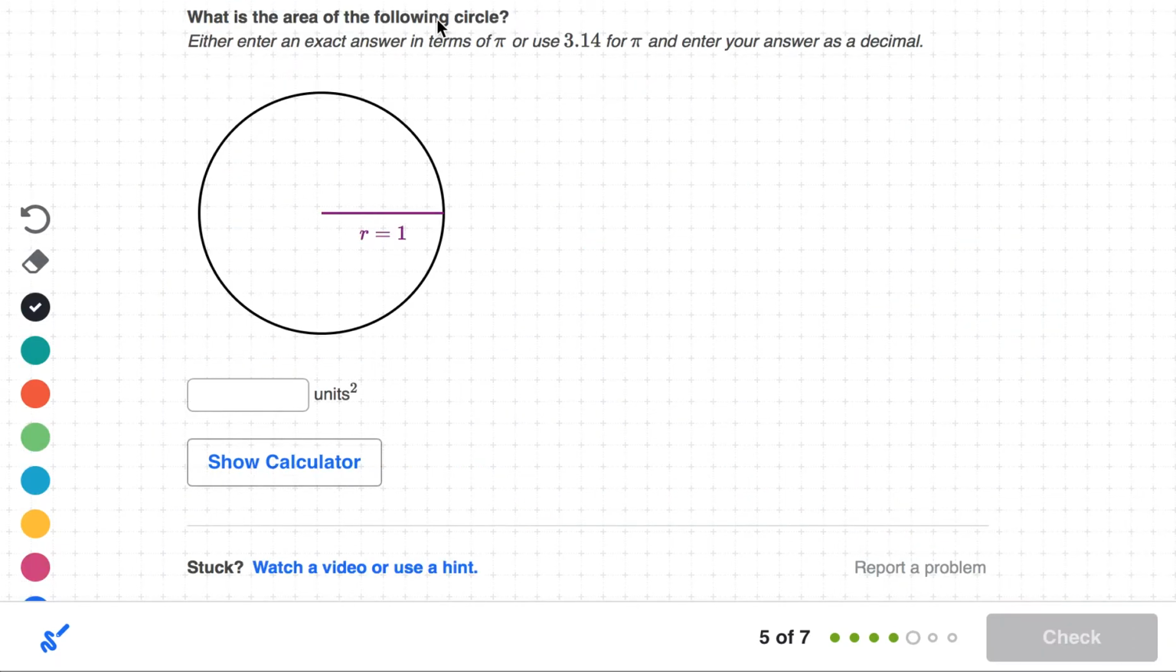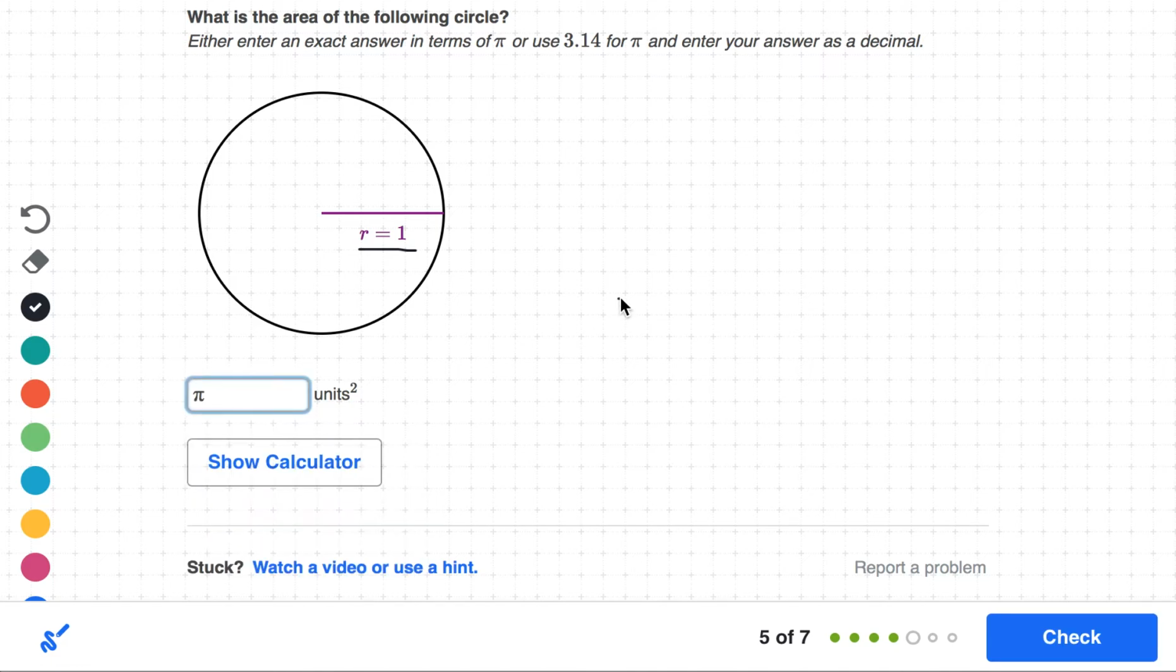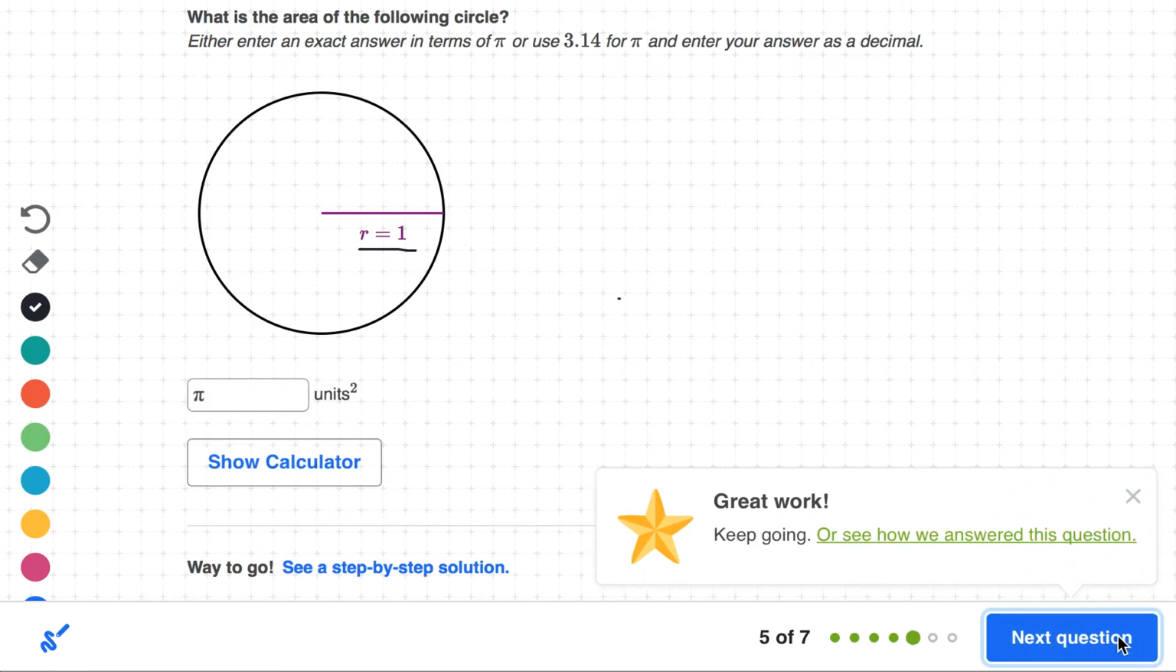What is the area of the following circle? Well, this is exactly the same as the problem we just had, because we just solved a problem where the radius was 1, and we found that the area was pi times 1 squared, which is pi times 1, which is just pi. If I had typed in 3.14, that would have been correct as well. Or if I typed in pi, like that, for pi, that would have been correct as well. These are all equivalent numbers.